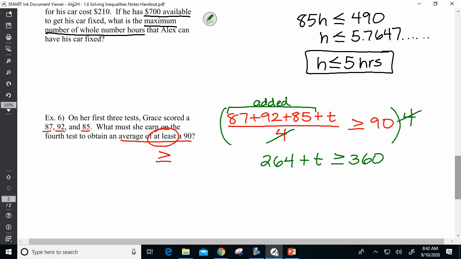Then subtract 264 on both sides. So t has to be greater than or equal to, I want to say that's 96. So if she wants to move that average back to a 90, she's got to get a 96 on this test, or higher than that. So you've got to make it happen and make it work. Questions on example 6?